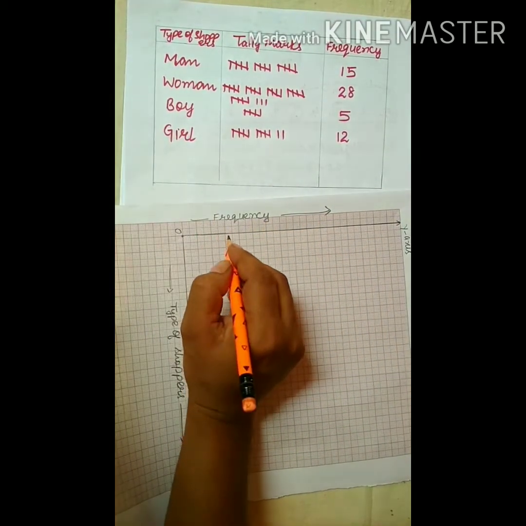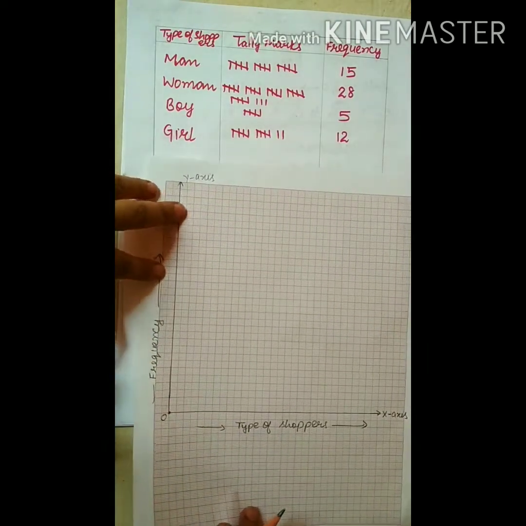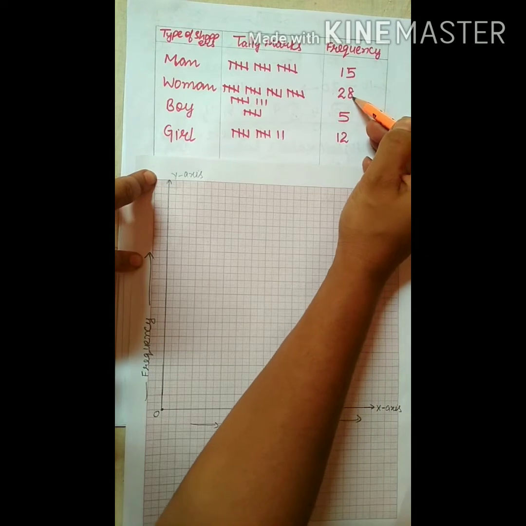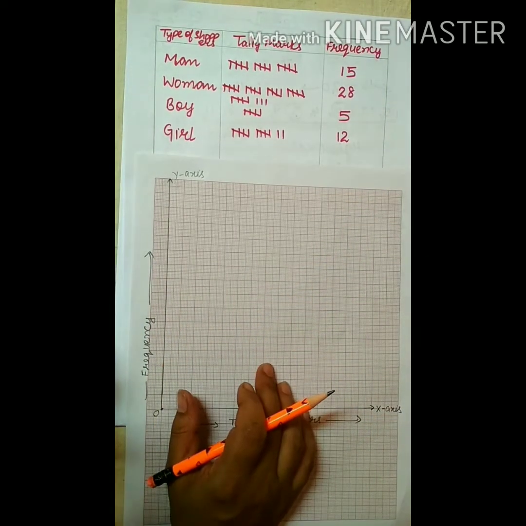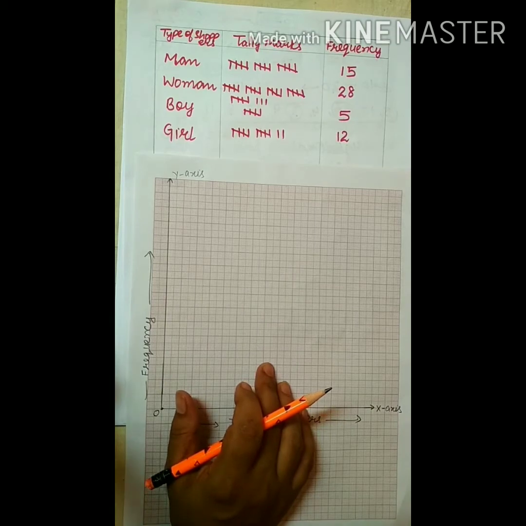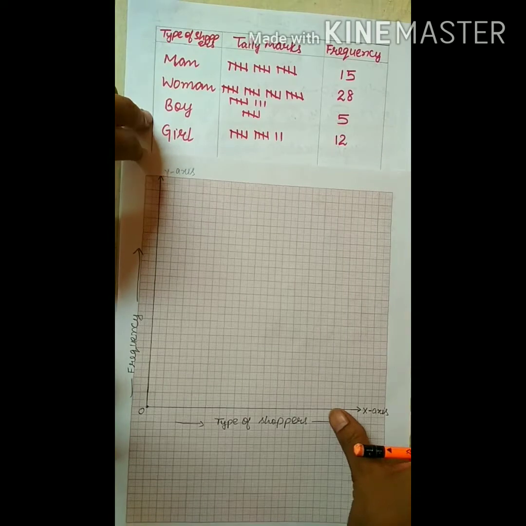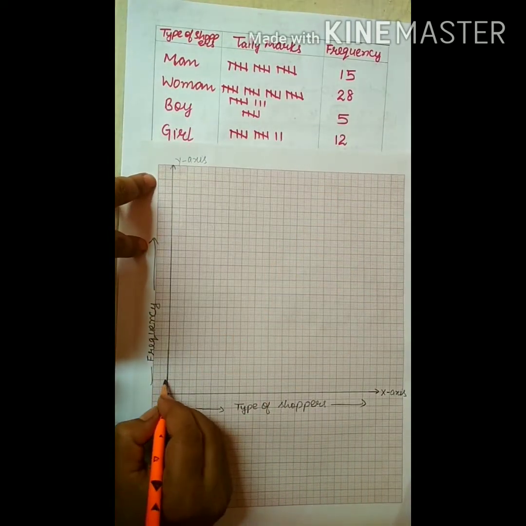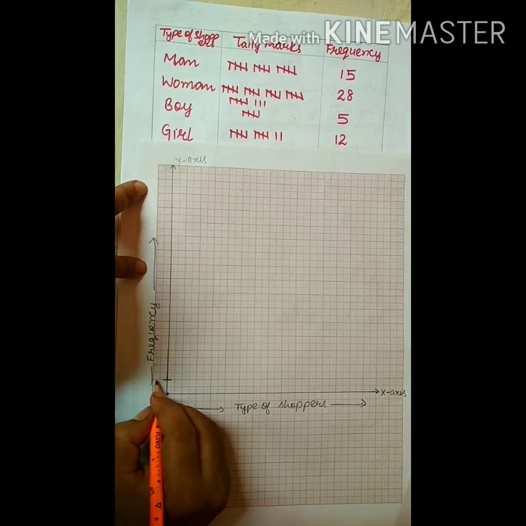Now I will see the frequency of the data. It is starting from 5 and the maximum value is 28. I can choose the interval according to my choice. It is not necessary which interval you choose, you can choose any. So here I will take the interval of 2. You can take 4, 5, 10. This is up to you.